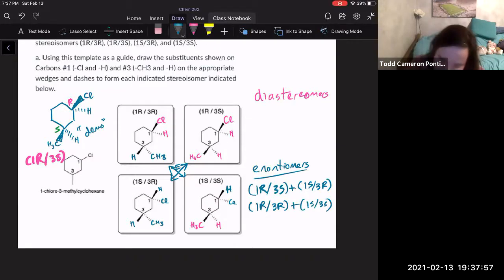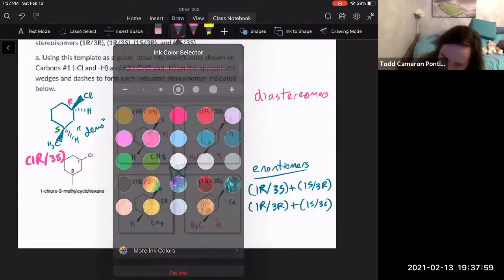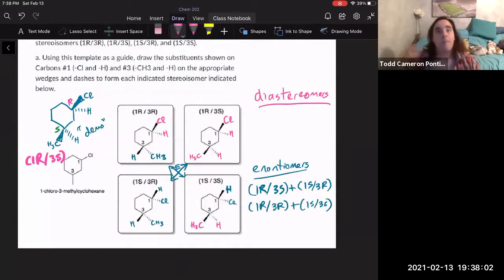In terms of diastereomers, diastereomers are where we flip, sorry, let me take that back. Diastereomers are where we flip at least one stereocenter, but not all of them. So what I mean by that is if we look at 1R, 3R, the way that we would get the diastereomers of 1R, 3R would be we change either the first R to an S or the 3R to 3S, but not both.